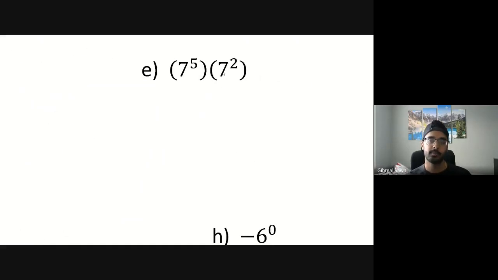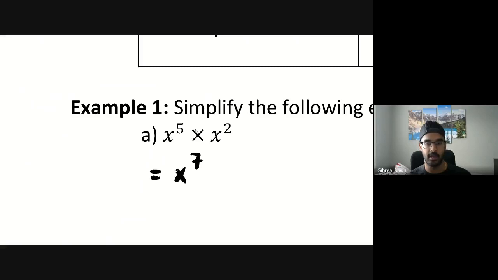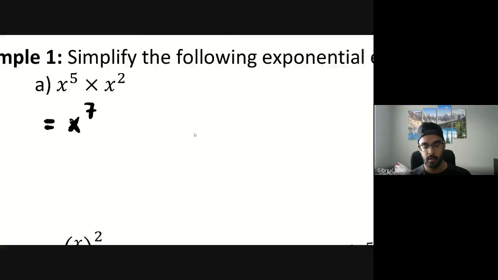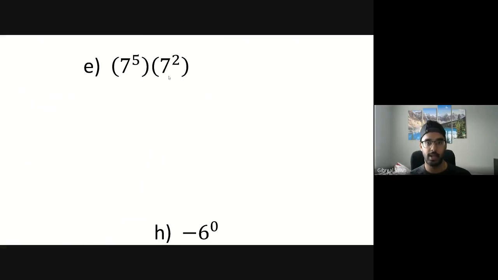Okay, for E, again, same base as 7. I am multiplying. It looks a little bit different than A. If you remember, I actually had that multiplication symbol. But here, we've just got two things in brackets side by side, and in math, we know that means to multiply. So 7 as our base, 5 as our exponent, 2 as our other exponent. If we're multiplying with the same base, we add those exponents together, so 7 to the power of 7.